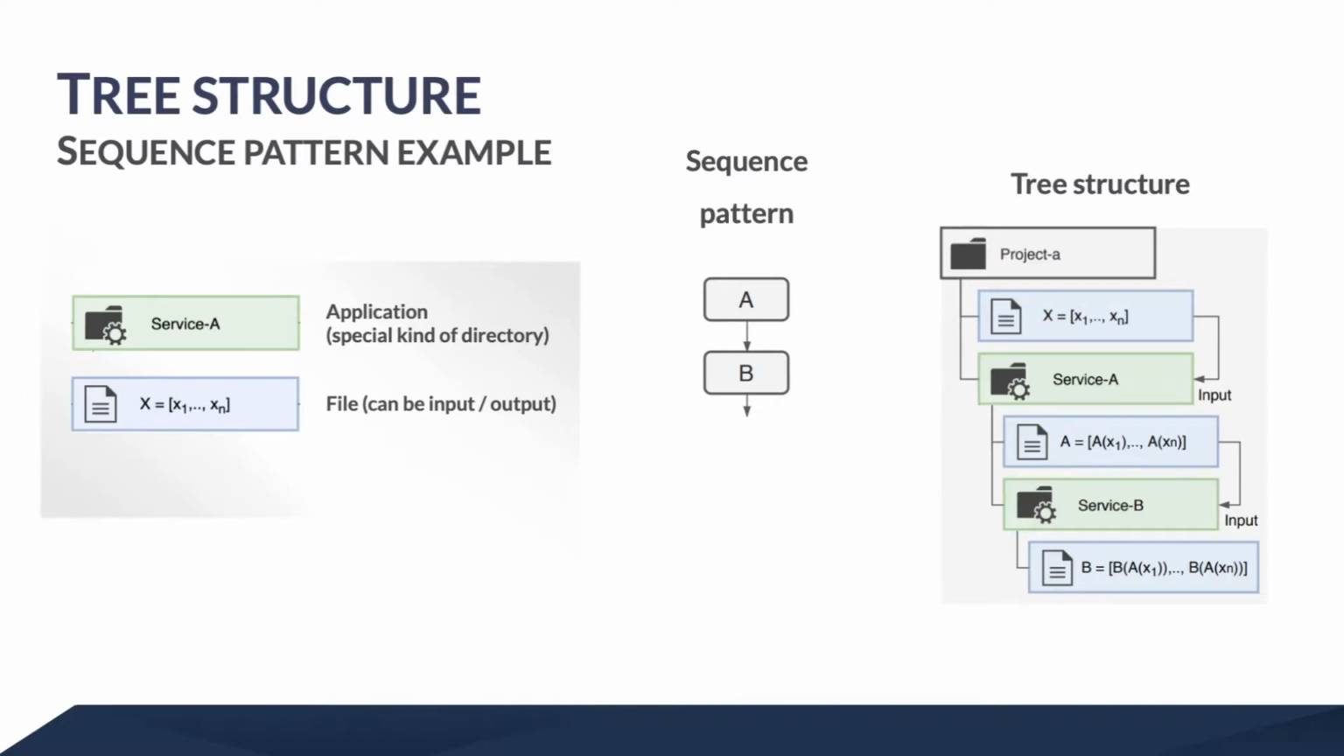So let's take a look at how the simplest sequence pattern can be executed in the tree structure. Keep in mind that an application is a special kind of directory and files represent outputs or inputs. So file X is an initial data input used in service A. Service A produces file A that is stored in the user workspace and is updated whenever service A is executed. Output of this service is then used as input for service B, consequently creating a sequence pattern.